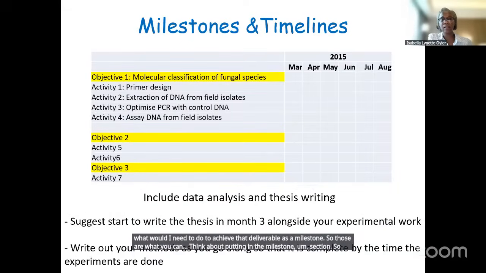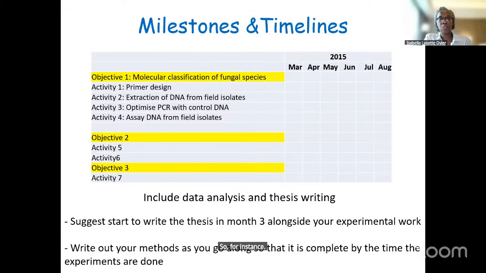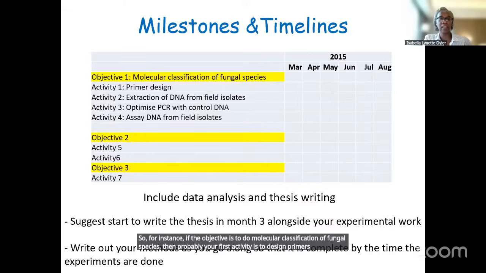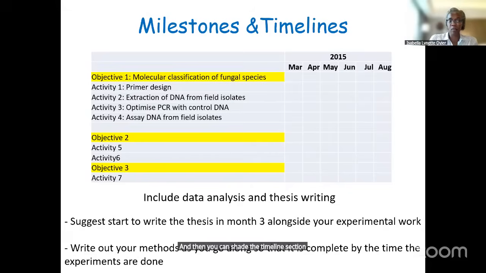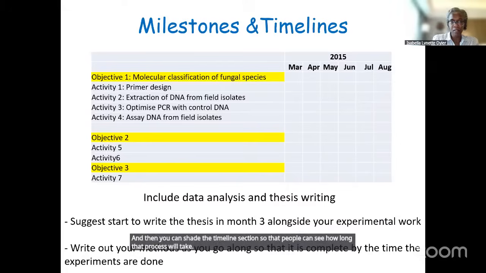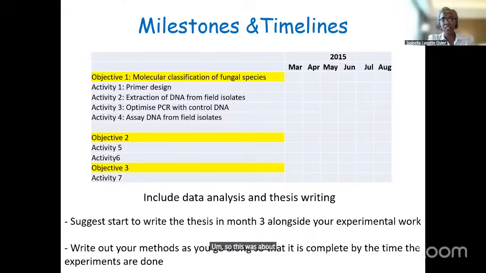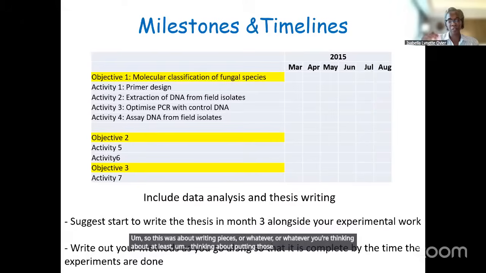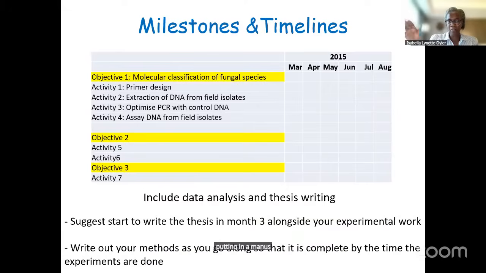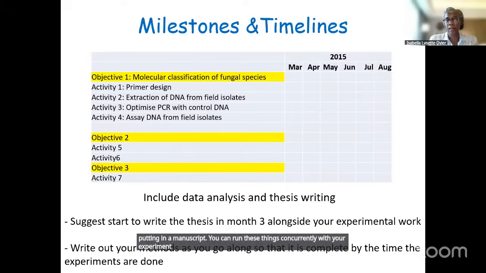So here's an example again, and you can link it in with your timelines. So, for instance, if your objective is to do molecular classification of fungal species, then probably your first activity is to design primers, extract DNA, and optimize them. And then you can shade the timeline section so that people can see how long that process will take. So this was about writing a thesis or whatever you're thinking about, or if you're doing theses, if you have a student, or if it's yourself putting in a manuscript, you can run these things concurrently with your experimental work, so that everything is not unique blocks of time.